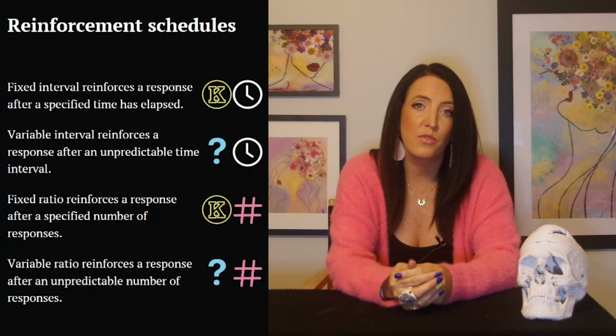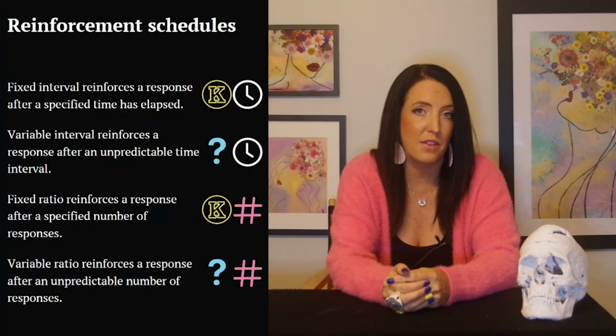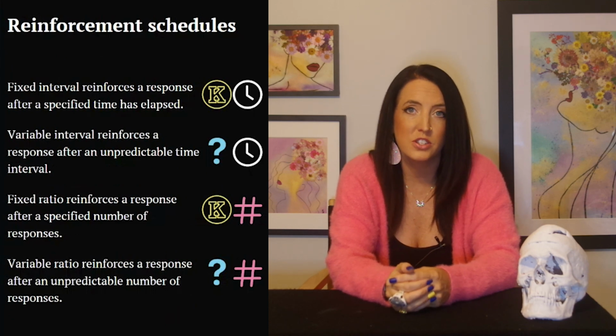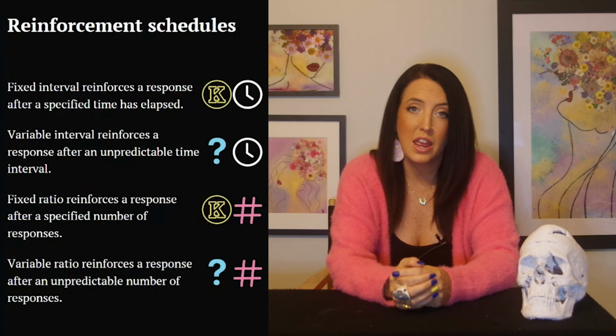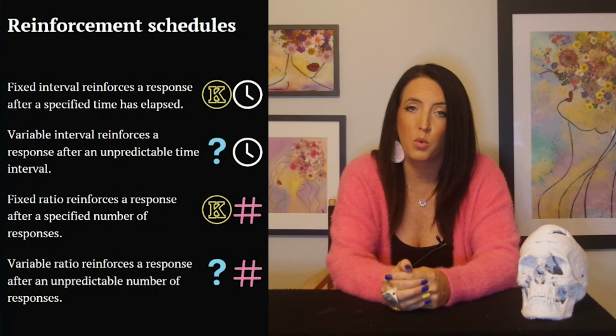There are 4 different reinforcement schedules that you can use to encourage this long-term behavior change. The first one is known as a fixed interval. Fixed meaning we know, and interval meaning amount of time. So we know how much time is going to take place before a reward is given.